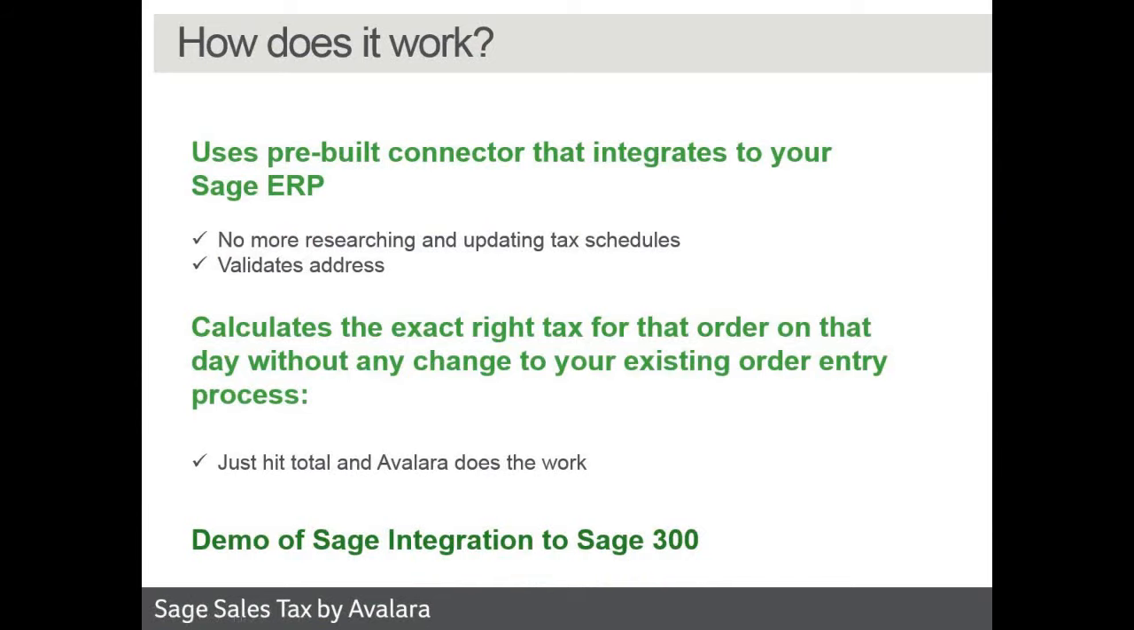Starting off, let me give you a 60,000-foot overview of Avalara. We have a pre-built connector that integrates to your Sage software, and the idea is that you don't have to worry about researching or updating tax schedules. It'll automatically work, and it even validates the addresses. So we're going to set the schedule to AvaTax, and Avalara automatically does the work.